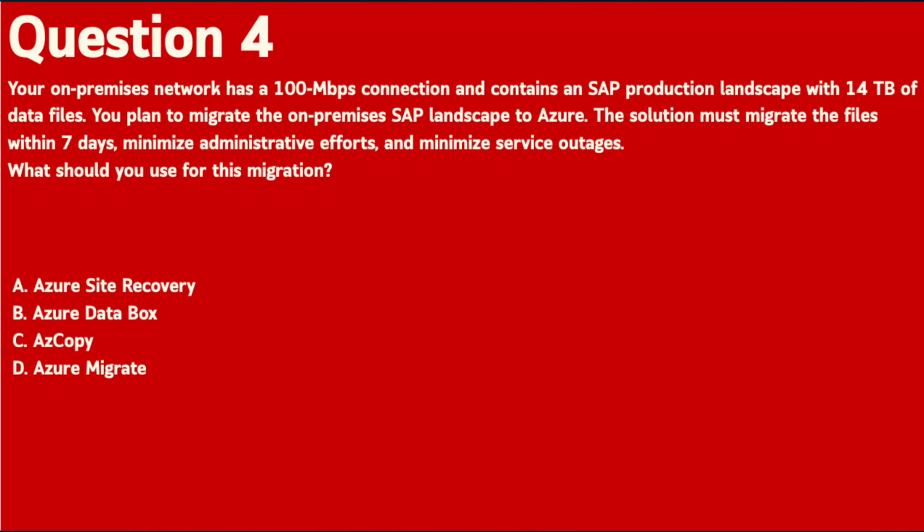Question 4. Your on-premises network has a 100 Mbps connection and contains an SAP production landscape with 14 TB of data files. You plan to migrate the on-premises SAP landscape to Azure. The solution must migrate the files within 7 days, minimize the administrative effort, and minimize service outages. What should you use for the migration?